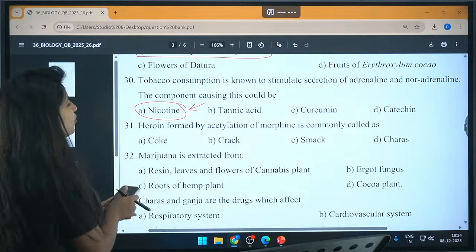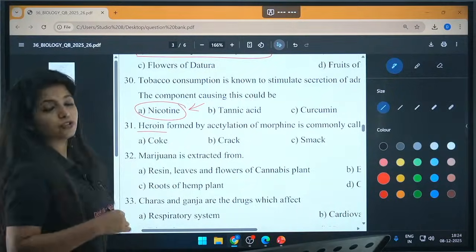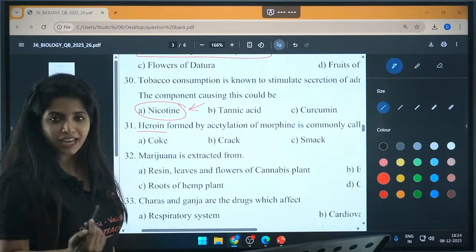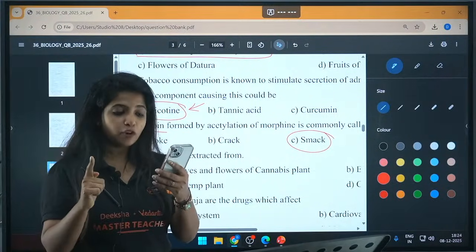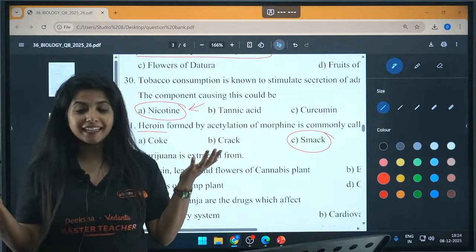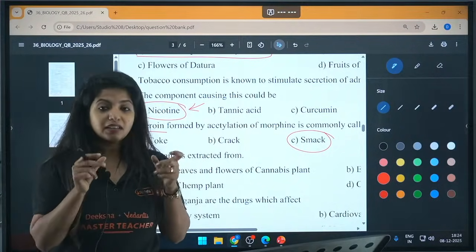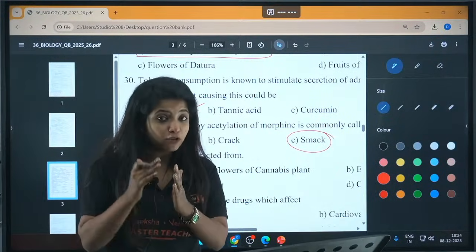Okay, so the answer for this question is C. We just studied, no? Heroin, you also call it diacetylmorphin. Another name for it is smack. You can get one more question. What does it do to us? Do you have any idea? If someone takes heroin, what happens to them? Any idea? Come on. That can also be a question.